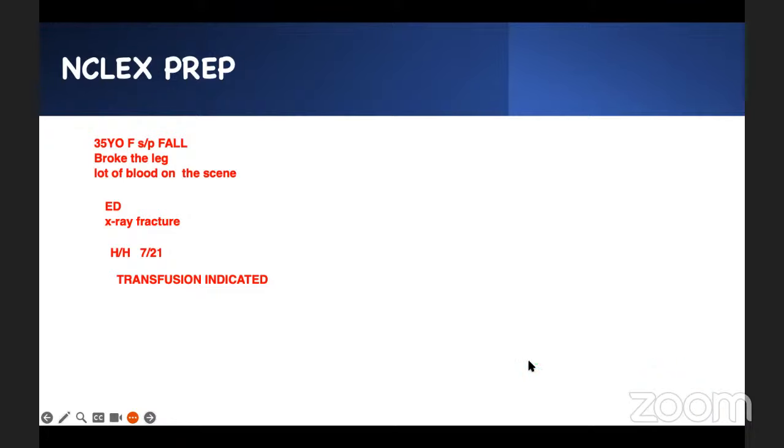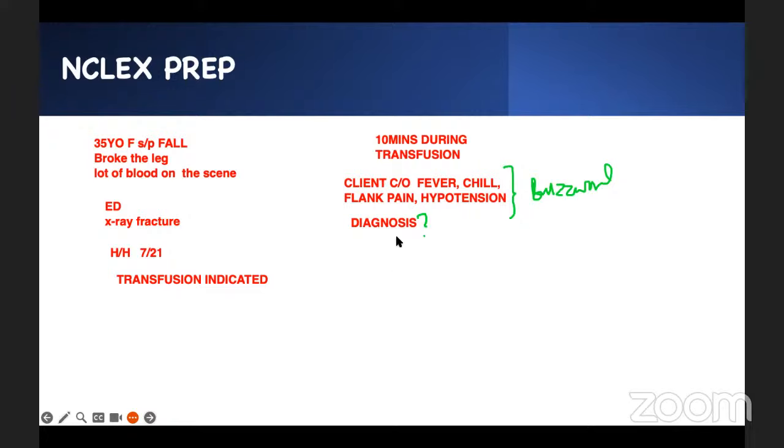The blood is going, and then 10 minutes during the transfusion, what has happened to the patient? What is the diagnosis for this patient? Right? What is the diagnosis? This is consistent with what? Acute hemolytic reaction. So this is acute hemolytic reaction.